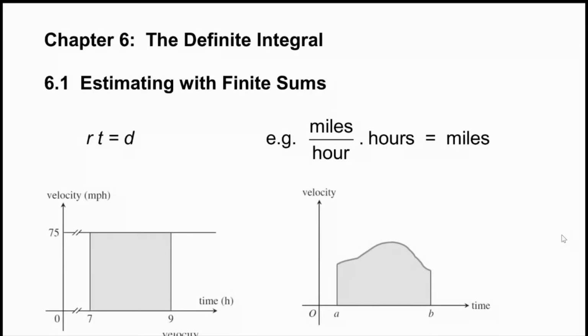So try to keep those things in mind when you look at the stuff that we're going to do in this section, because like I said before, the calculations themselves are going to be very, very simple. We're just going to be finding the areas of rectangles. So this section is called estimating with finite sums.